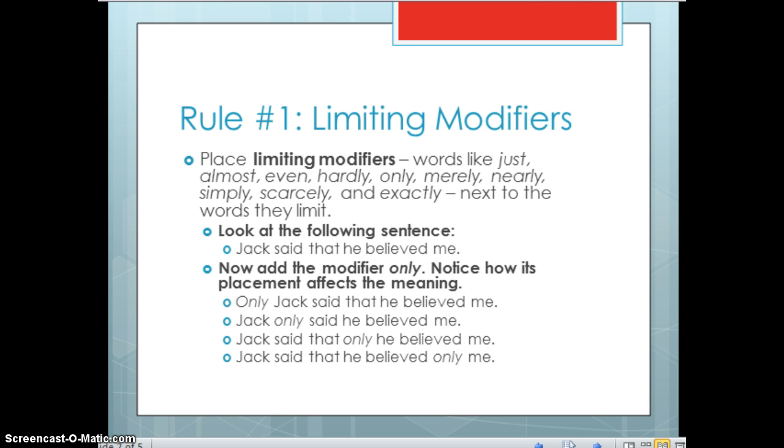Then Jack said that only he believed me. So Jack said that Miguel and Mary and Tom didn't believe me, only he believed me. And then again, the last one, Jack said that he believed only me. So Jack didn't believe Miguel or Mary, he believed only me. So wherever you place the modifier, it could have different meanings. So you have to make sure that you place it in the correct spot.